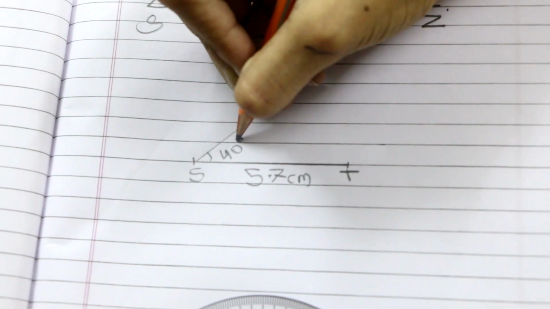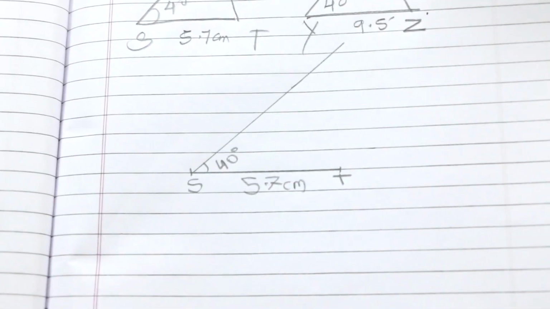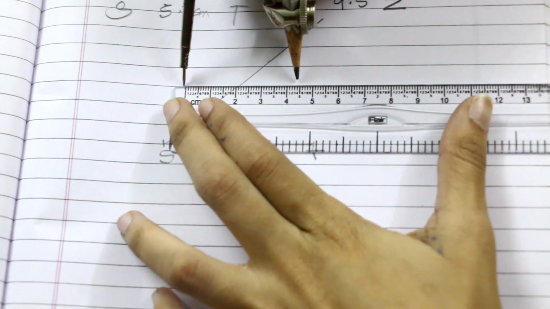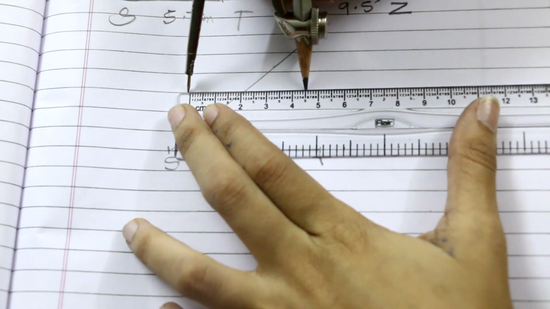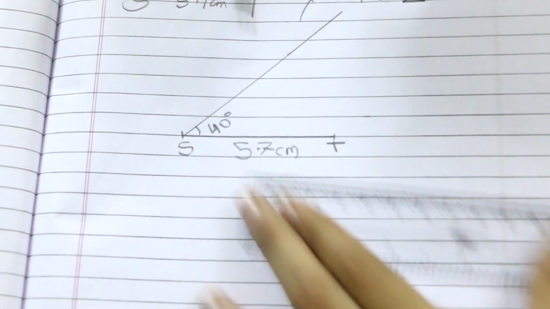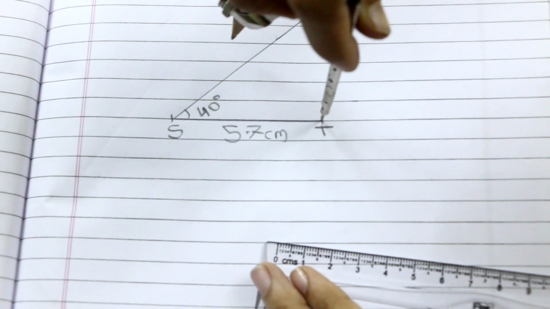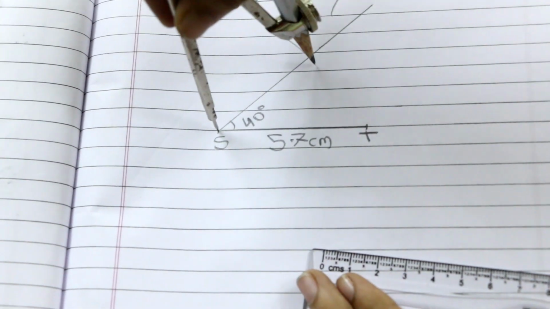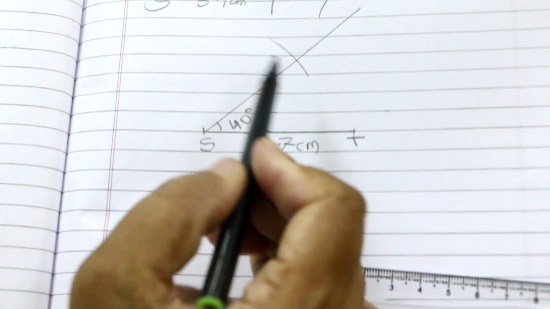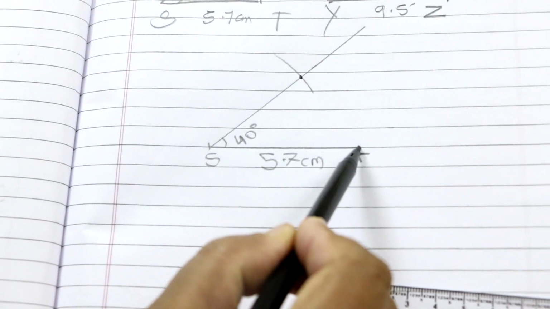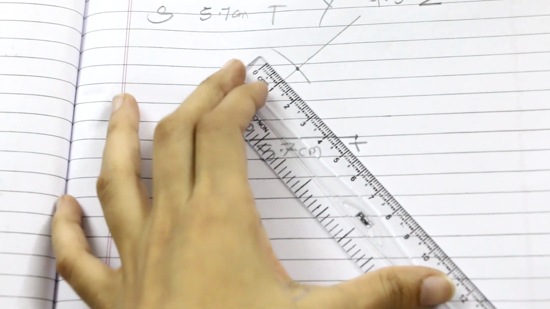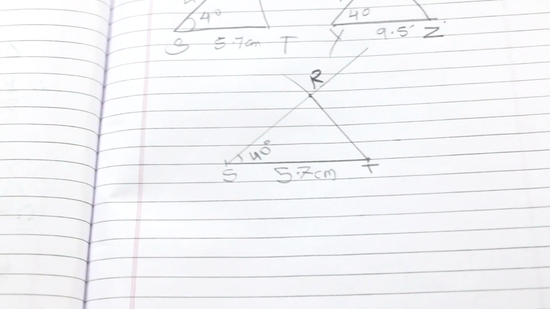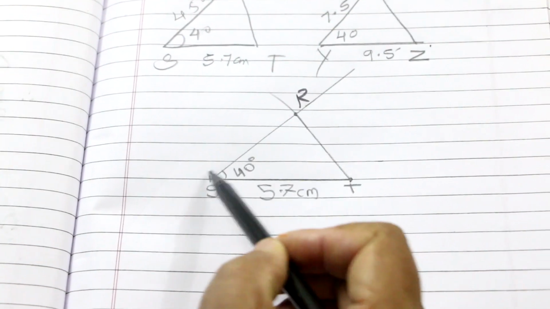Now take the compass and adjust your compass to 4.5. You can see 4.5 adjusted. Now keep the pointer of your compass at S and give an arc. Now join this point and point T. This is your triangle RST.